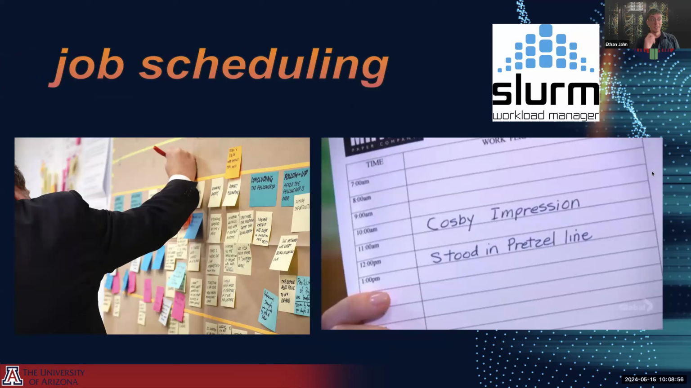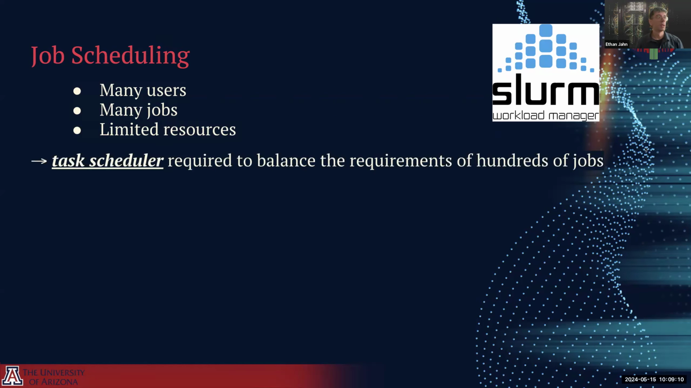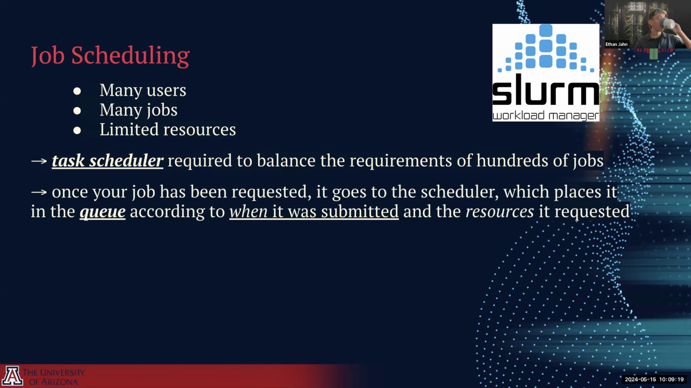So let's talk a little bit about job scheduling and using the Slurm workload manager. We have a shared system again, many users, many jobs, and a finite number of resources. That means we need to use something called a task scheduler to balance the requirements of all of these hundreds of jobs and make sure that they're all running smoothly. Once your job has been requested, it goes to the scheduler, which places it in the queue according to when it was submitted and the resources that it requested.